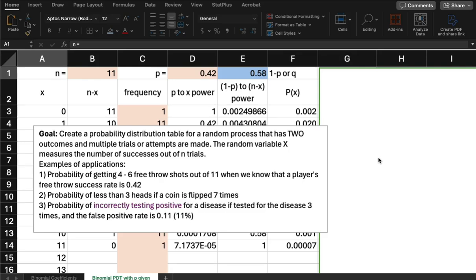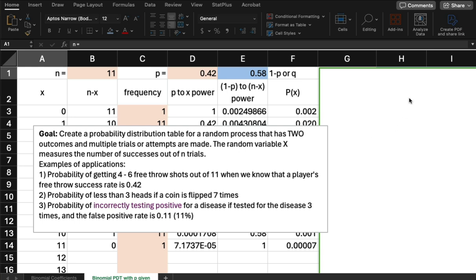In the previous video, we set up a Pascal's triangle, and I promised you that in the video right after it, we would use that, and we are going to do that today. We're going to set up a probability distribution table, PDT, for a random process that has two outcomes. So it's called a binomial distribution. And these are probabilities that are not given to you, so we actually have to calculate them. And that's why it's going to take a little bit of time to get this set up.